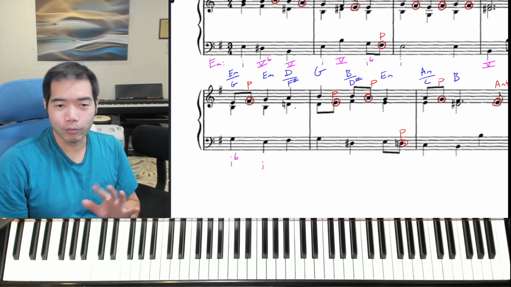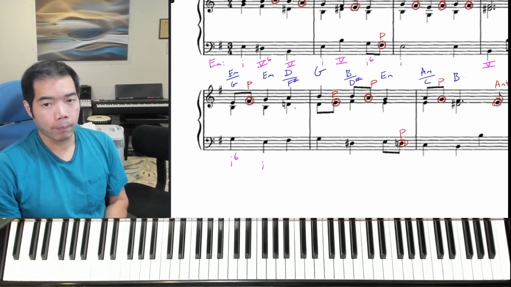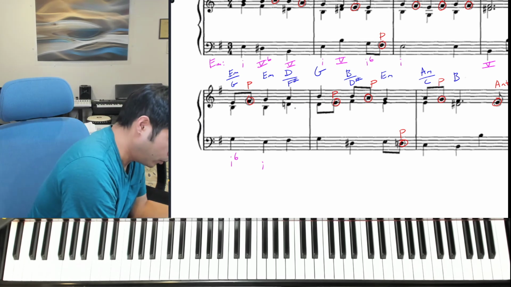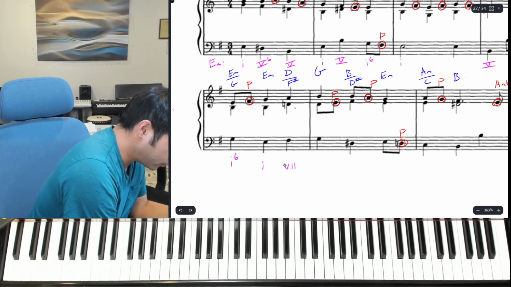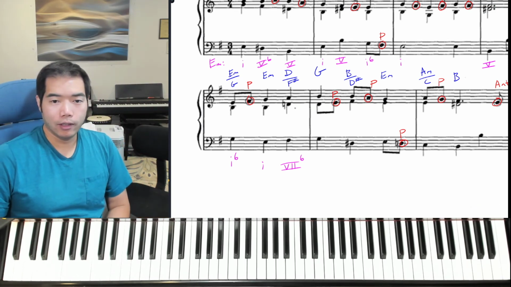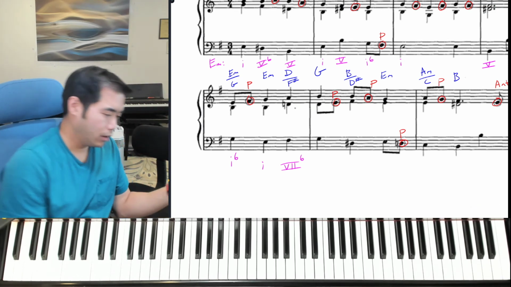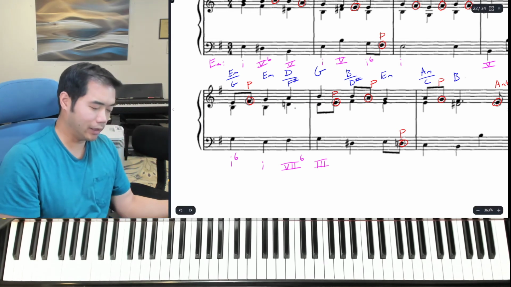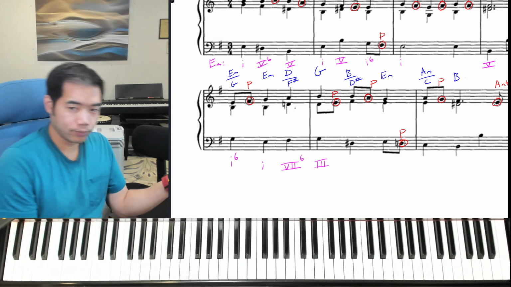D over F sharp. Well, this is a bit tricky here. D over F sharp, because that's actually like a 7 chord, right? So we could call this a major 7-6, to the G major chord, which is a 3 chord. That's one way of analyzing this.